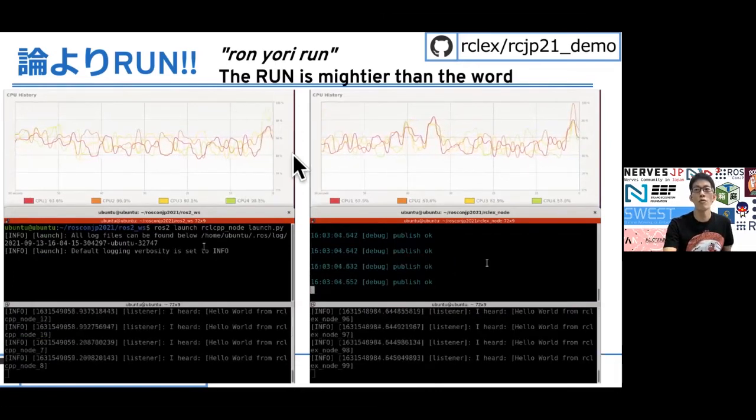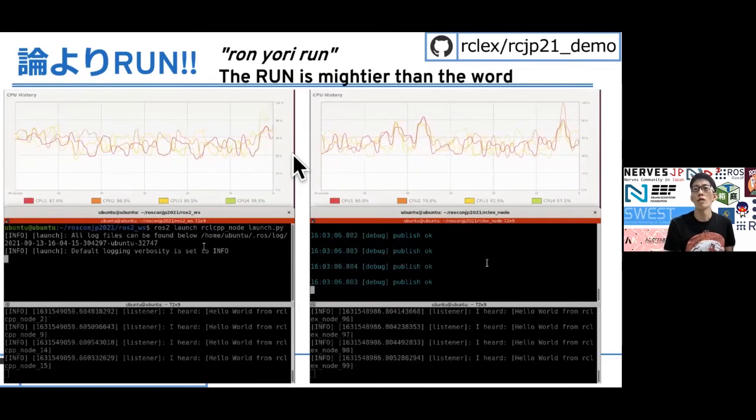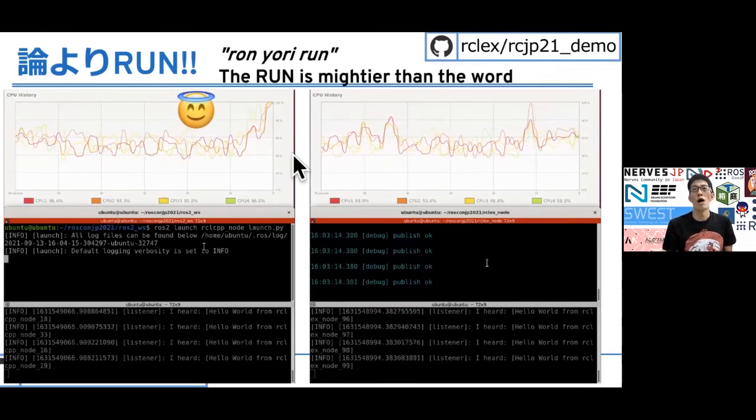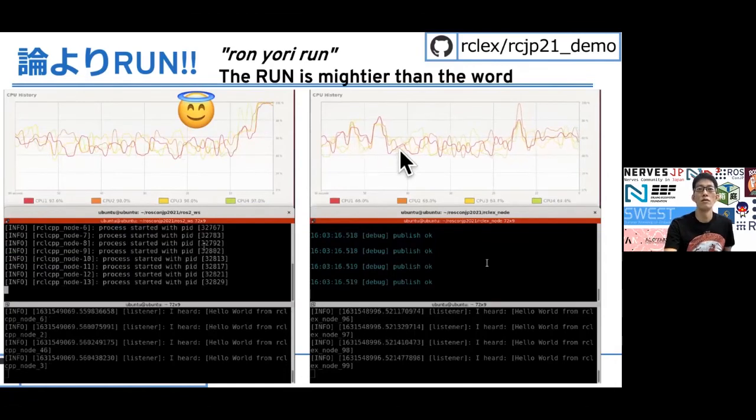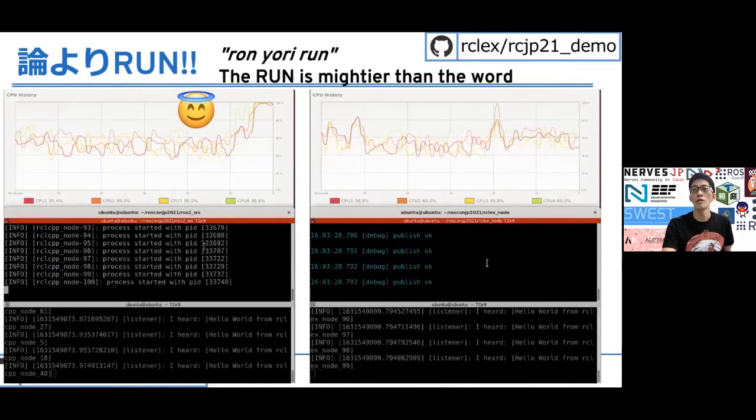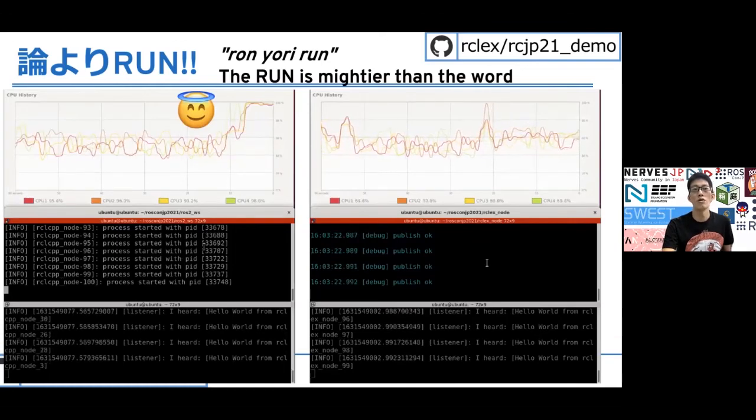Please see the left figure. When pub-sub communication starts, the CPU becomes so heavy that even the graph could not be updated. And please see the right graph. At the start of communication, the CPU utilization becomes a little heavy to invoke the BEAM VM and create nodes. But after that, the CPU usage remains stable. This is the magic of Rclex.